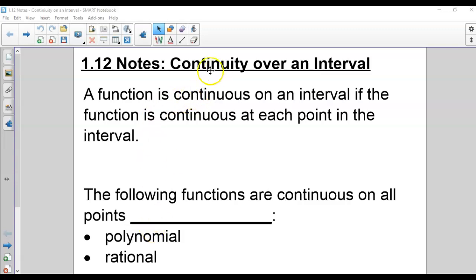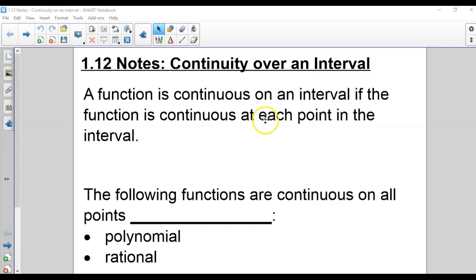So, continuity over an interval. The definition for continuity over an interval says that a function is continuous on an interval if the function is continuous at each point in the interval. So you can already see the interrelatedness of continuity on an interval and continuity at a point.